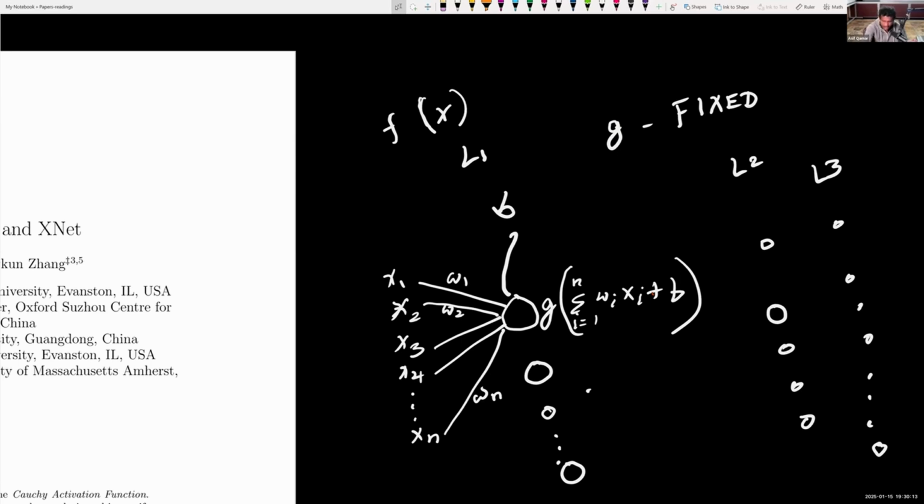Now, what should this G be? This has been a topic of research for many years. People have tried various types of activation functions, and I will show you some of them. If you just Google activation functions, you will find probably 50 or more different activation functions. Some of the popular ones: ReLU is an activation function, a popular one. Sigmoid is another popular one.